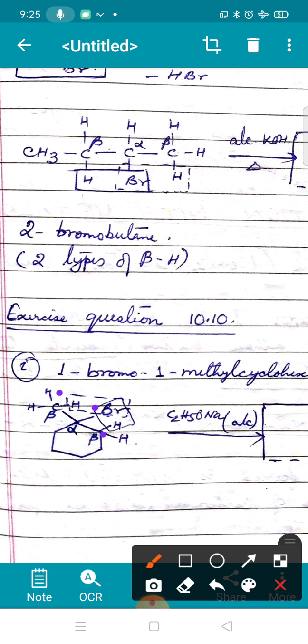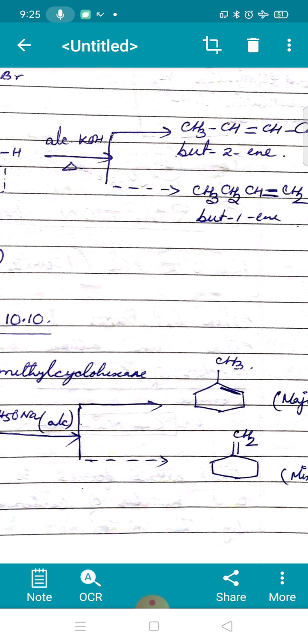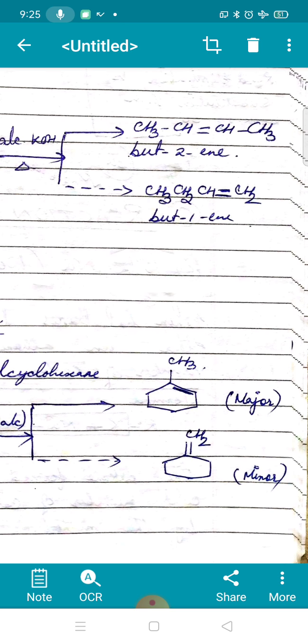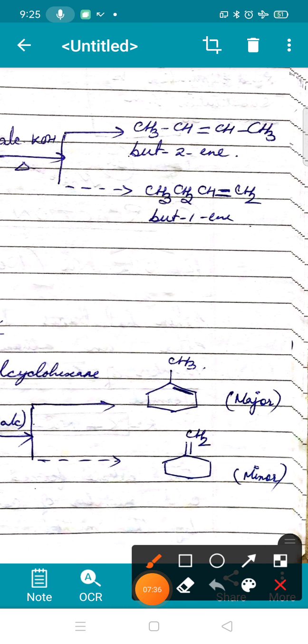So here if I remove HBr from here, we get a double bond here. And if I remove HBr from here, then we get a double bond here. So depending on that, I have drawn two structures. You can see here, the double bond is formed here and double bond is formed here. Now which product is going to be the major product? Let us count the number of alkyl groups. We need to concentrate on these two carbons.